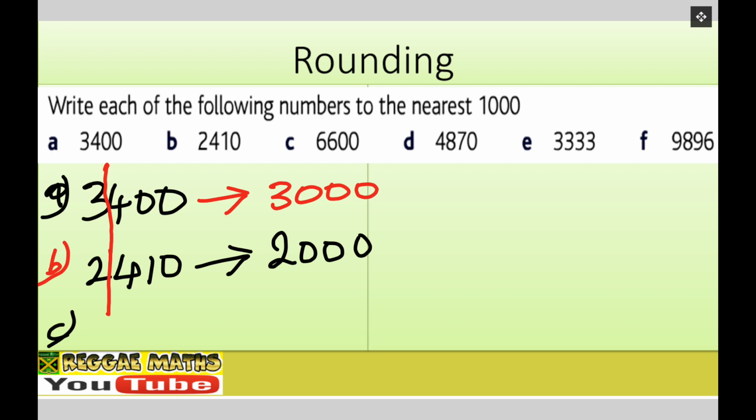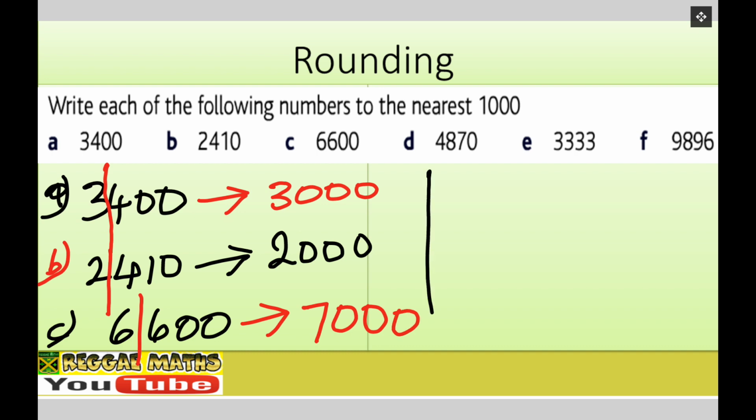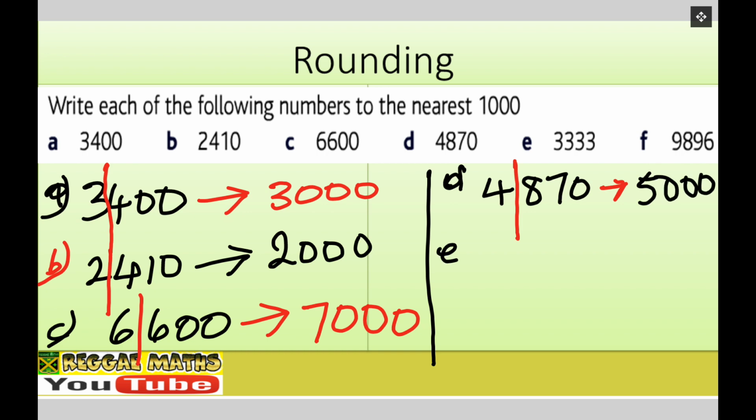C, 6,600. The line goes between the 6 and 6. So 6 is higher, so 7,000. D, 4,870. Very important, you draw your line between the 1,000 and the 100. So this is going to be 5,000. E, 3,333.